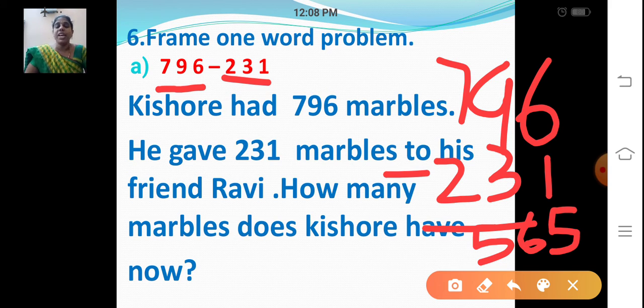Like this you can say there are 796 children in the school. Out of that, 231 are boys. And how many girls are there in the school? The total number of students is 796. Out of that 231 are boys. So the remaining we have to find out. If we know the total and one part, we can find the other. We can subtract, right? Same way we can write a word problem like this also.